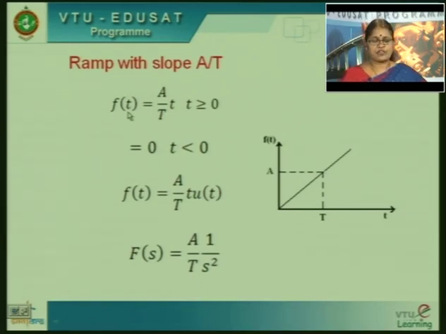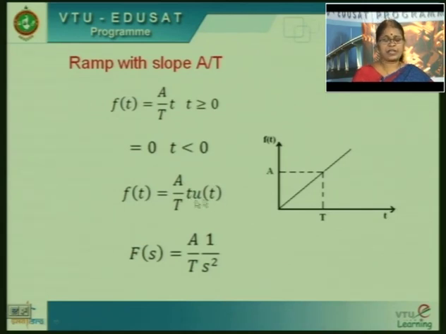Let us say f of t has its value A by T into t for time t greater than 0, and its value is equal to 0 for t less than 0. So, instead of describing the equation separately for the time period less than 0 and greater than 0, I can combine these into one equation which holds good for any value of time t. So, I can write f of t as A by T into u of t.